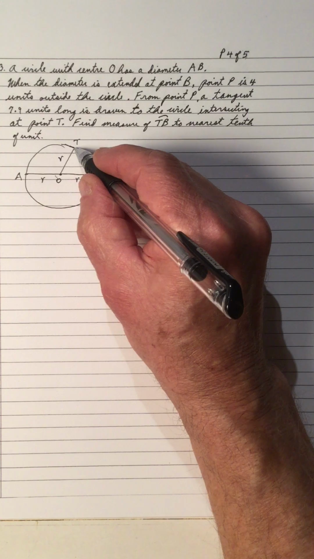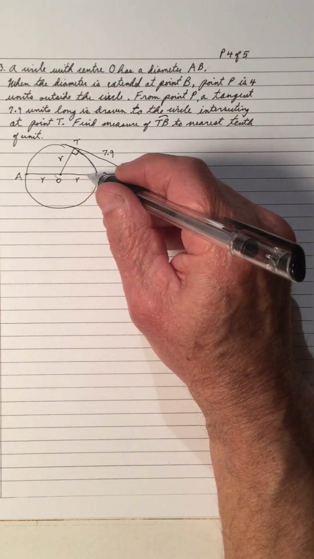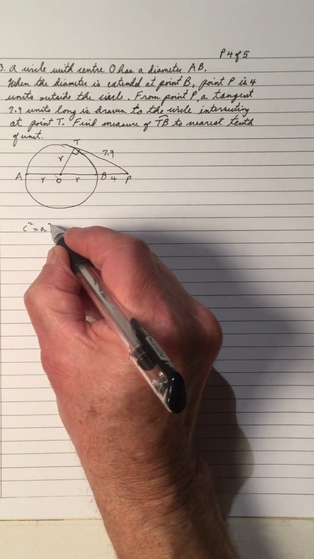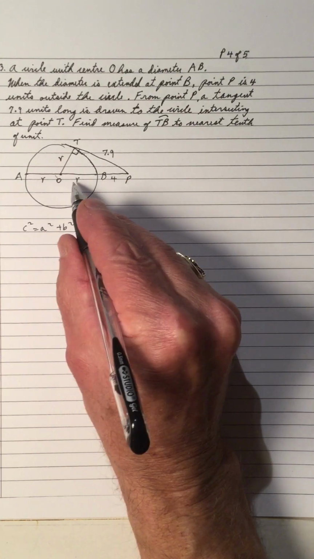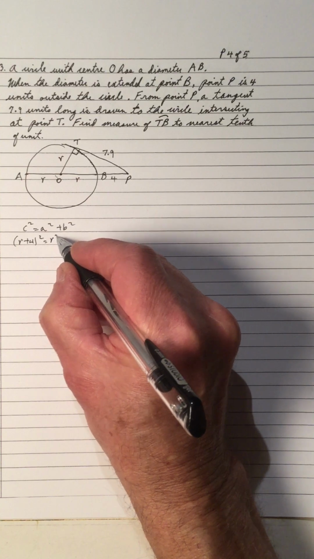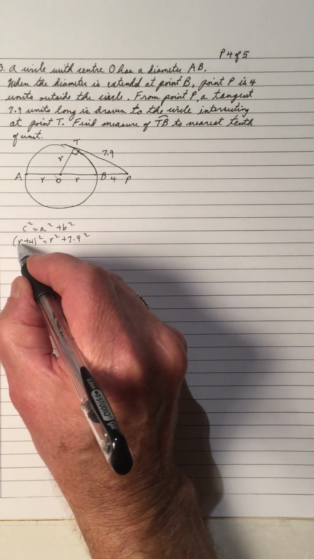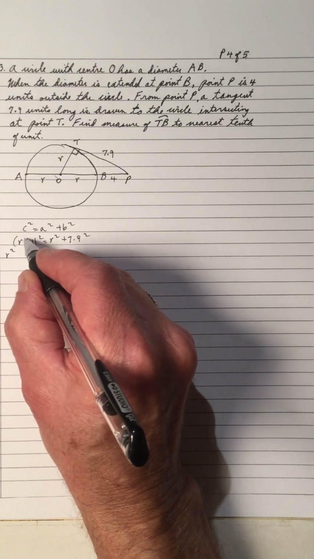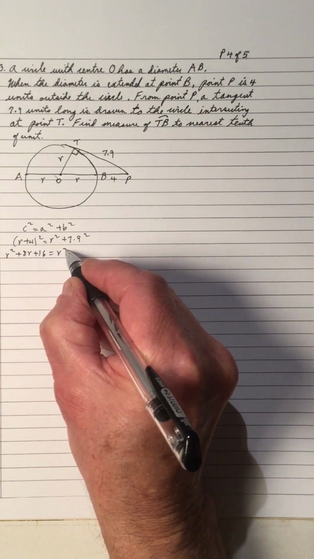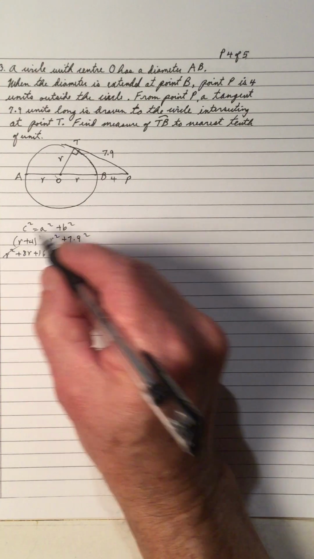Now, because we have a tangent at point T, the radius and the tangent form a 90-degree angle. So that means we have a right triangle. So we can set up the right triangle, and we can say C squared equals A squared plus B squared. So the hypotenuse is R plus 4 squared. A is R, and B is 7.9. So we square this out. How we square a binomial: we square the first term, we get R squared. We multiply 4 by R and double it, so that's a plus 8R. And we square 4, and we get 16. So that's R squared. And 7.9 squared is 62.41.